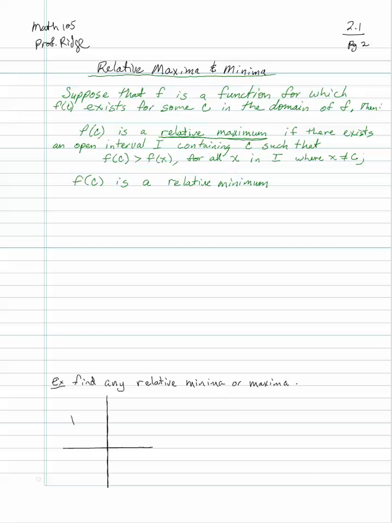Now minimum, f of c is a relative minimum if there exists an open interval I containing c such that f of c is less than f of x for all x in I where x is not equal to c. So again, basically we're saying, can we find an open interval where f of c is the smallest value of all the y values in that interval?